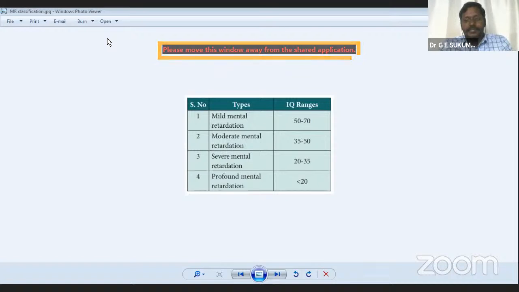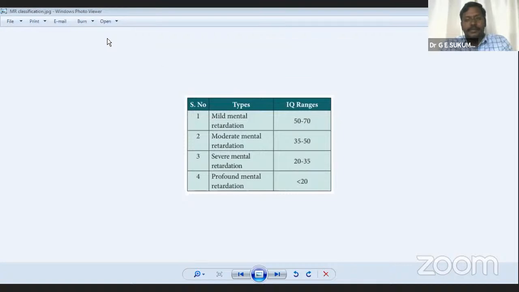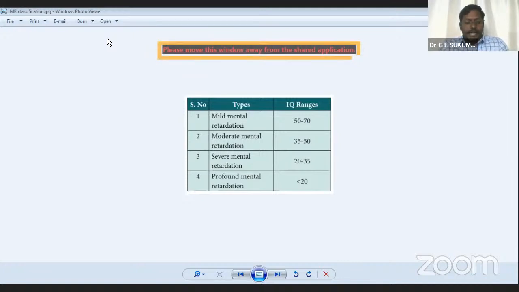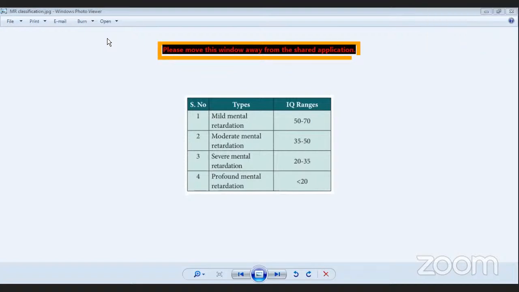So what is missing here? 70 to 80, 80 to 90. Average people have 90 to 110. So if people have IQs from 70 and below, that is mental retardation, intellectually low. So some people are missing in between.